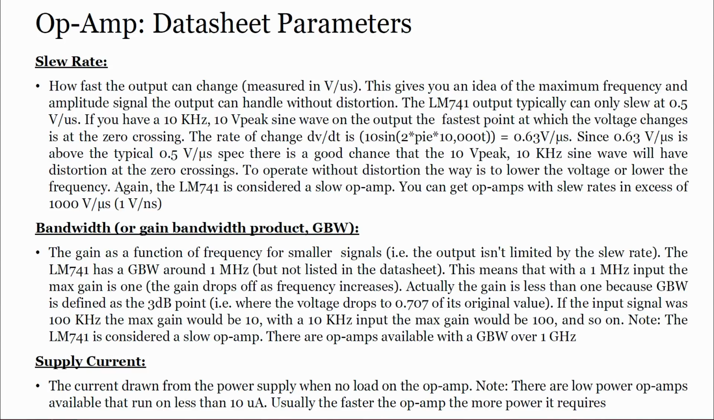So, this is how the gain bandwidth product is defined, and the LM741 is considered again as a slow op amp. There are op amps available with a gain bandwidth product around and over 1 gigahertz. So, what is another parameter? Supply current, the current drawn from the power supply when there is no load on the op amp. There are low power op amps available that run on less than 10 microamperes. Usually the faster the op amp, the more power it requires. The faster op amp, more power; slower op amp, less power.